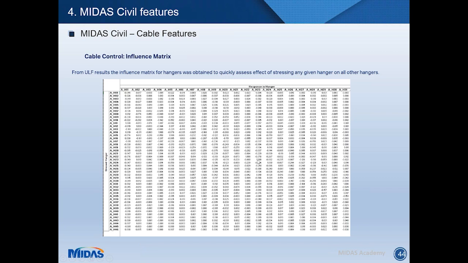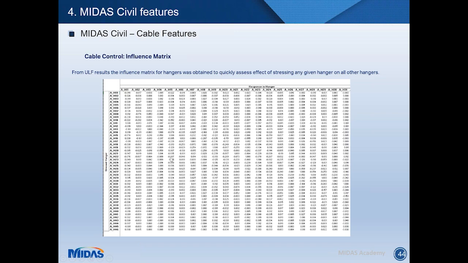This is the response in hanger 23. What MIDAS is telling me is that if I stress hanger 23 to a certain target force, this will be reflected in hanger 23, which is exactly what we want with the external control force. It is also telling me that hanger 22 will undergo a reduction of 6.8% in force when a certain force is applied to hanger 23, and 6.2% for hanger 24.